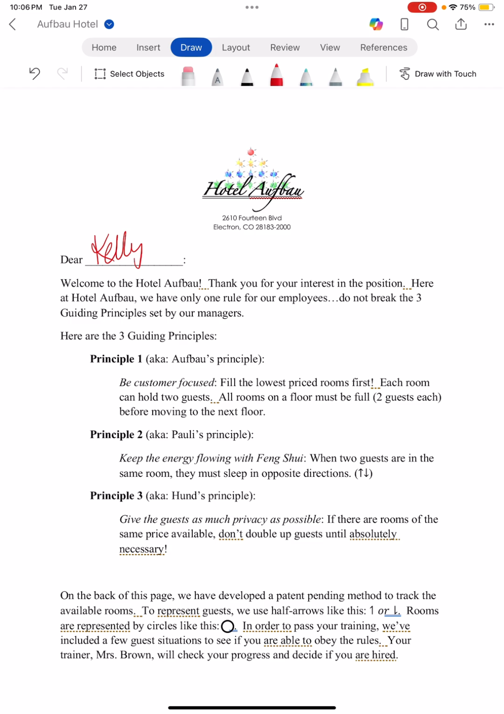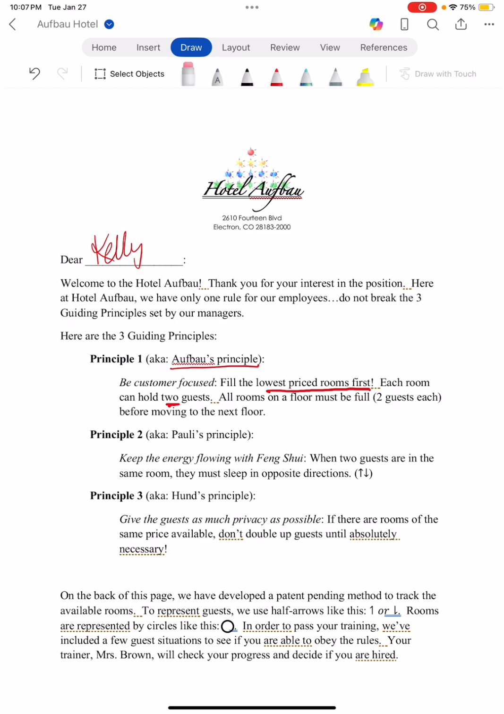Here at the Hotel Aufbau, we have only one rule for our employees. Do not break the 3 guiding principles set by our managers. Here are the 3 guiding principles. So, 1, called Aufbau's principle. Be customer focused. Fill the lowest price rooms first. Each room can hold 2 guests. All rooms on a floor must be full before moving to the next floor.